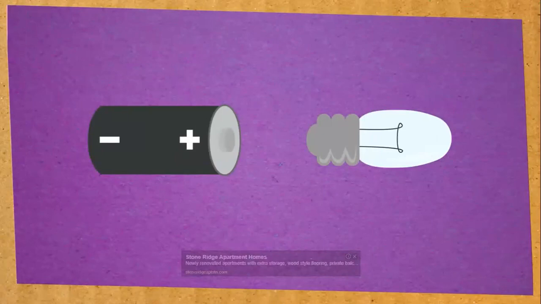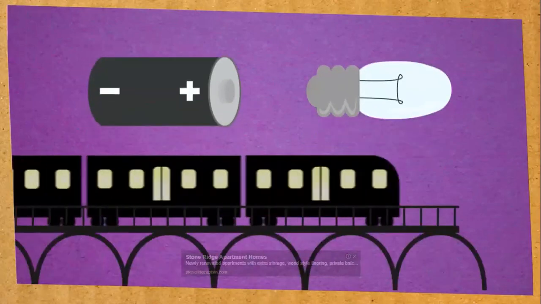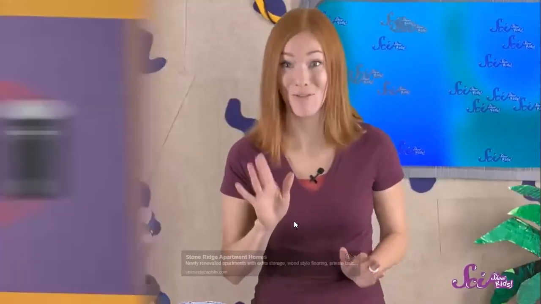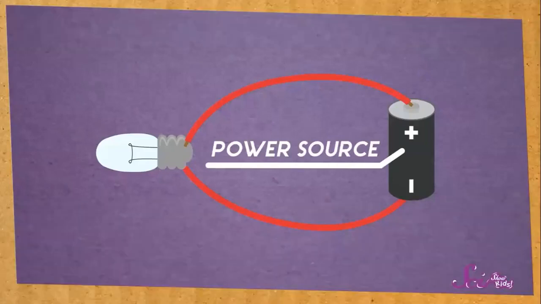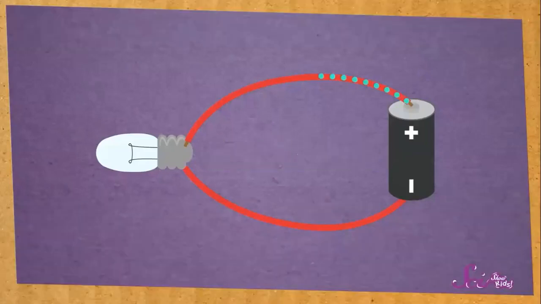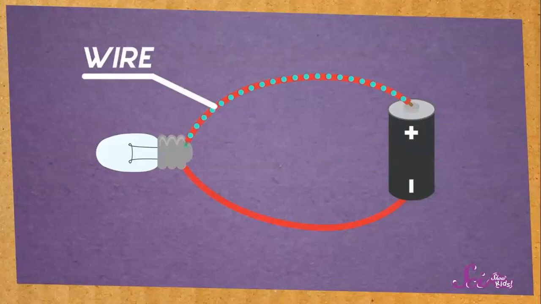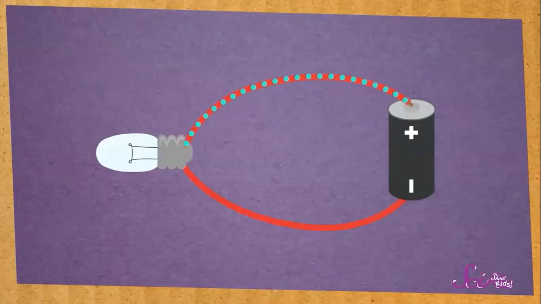It's a little like a train on train tracks. When there's no more track, the train stops. So let's see how a simple circuit works. The battery is what we call the power source. That is, it's where the electricity comes from in this circuit. Electricity flows from the power source on the path of the circuit. And a lot of the time, that path is made by some kind of a wire. The circuit then leads to whatever we want to power.